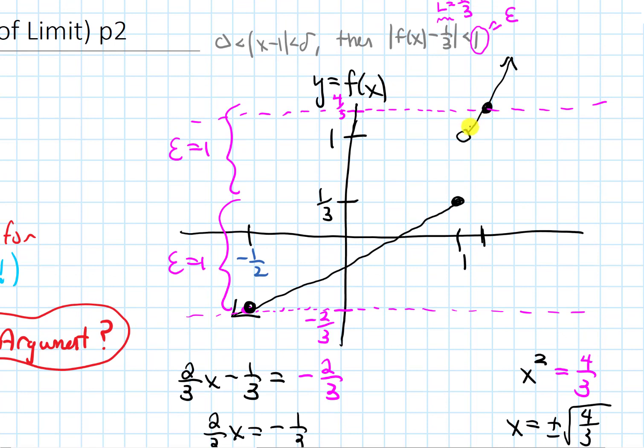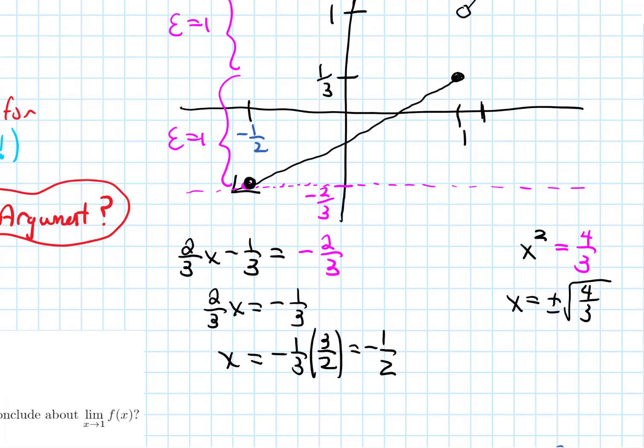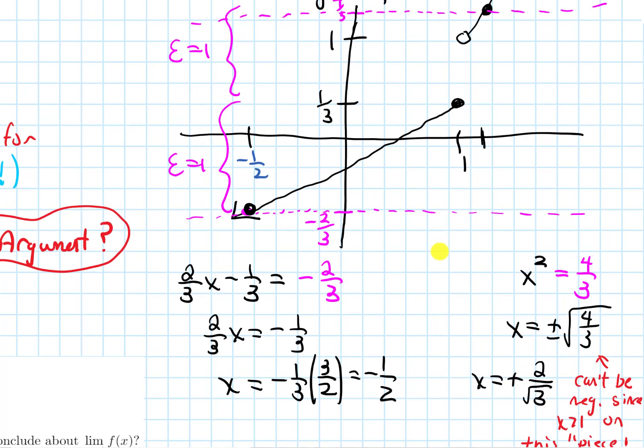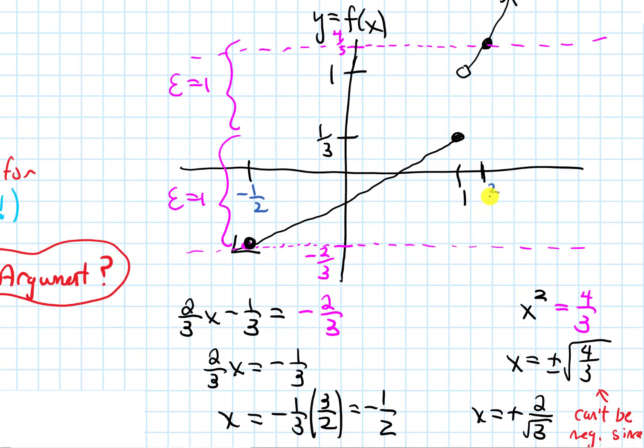And because our parabola is only defined when x is greater than 1, it can't be the negative x value. So this can't be negative since x is greater than 1 on this piece of the graph. So that is going to mean that x is just the positive root. So it's positive, and then I can take the root of 4, that's 2. I get 2 over root 3. All right, let's label that as well. So this x coordinate is 2 over root 3.